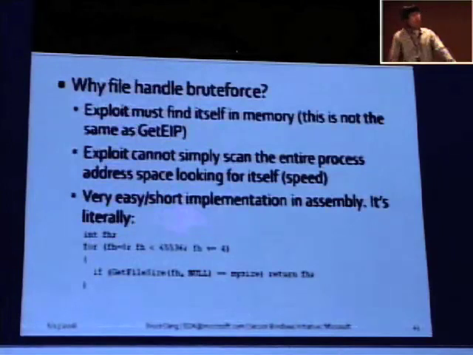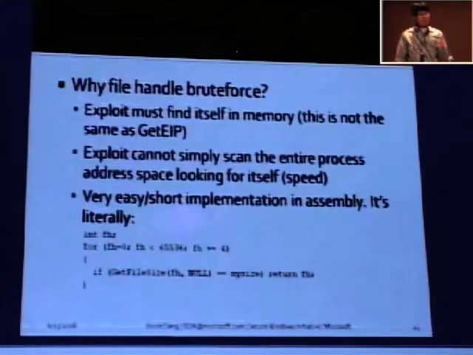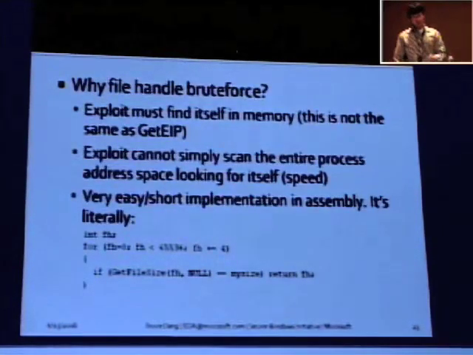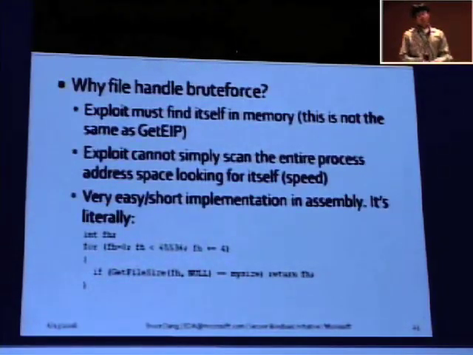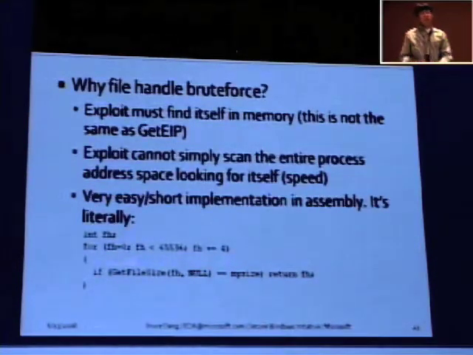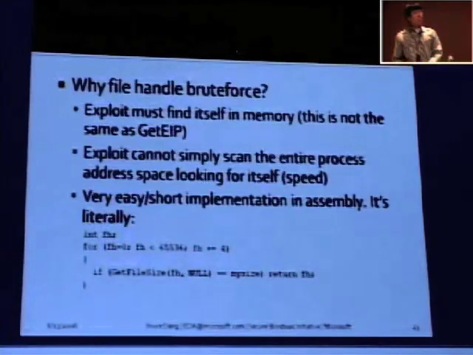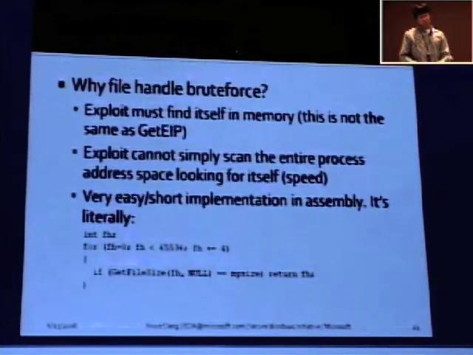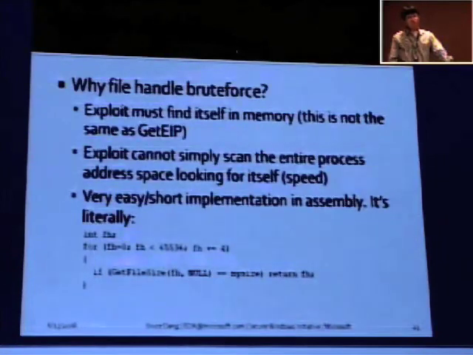So basically, when the shellcode runs, it'll brute force all the file handles, call GetFileSize on each of the file handles, and then compare that with a known size. And if it matches, it says, ah, yeah, I found myself. And then it seeks to certain offsets to extract the Trojan or the clean document.